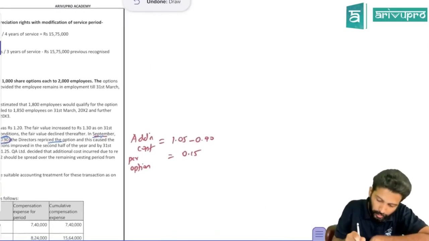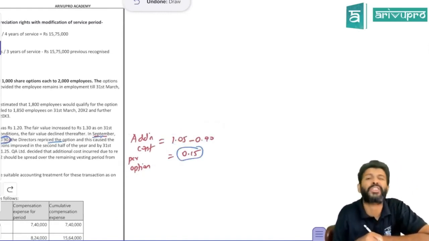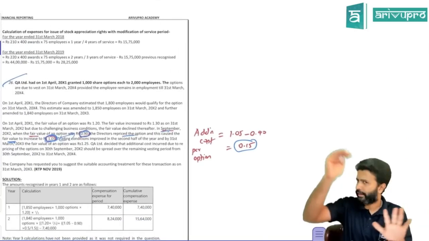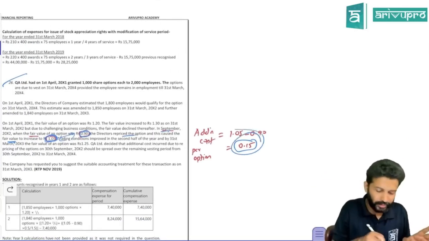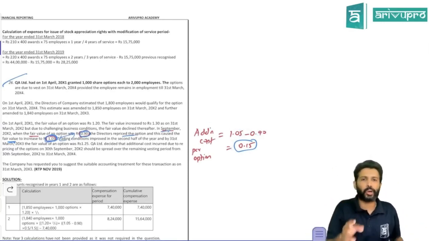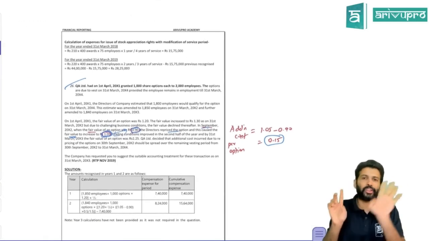So what is the difference between 1.05 and 0.90? 0.15. That is nothing but additional cost per option. Sometimes they'll give it directly, sometimes we have to calculate like this. Rest of the steps are the same. In this problem, the loss on one option is 0.15 multiplied by the total number of options expected to vest, and you will get the total additional cost and amortize that over the remaining vesting period. That is the only change in this problem.